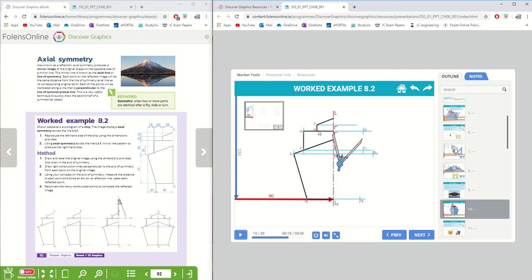Now notice D and E are along the same line. That's fine. It just means that for D1 you're going to set the compass.